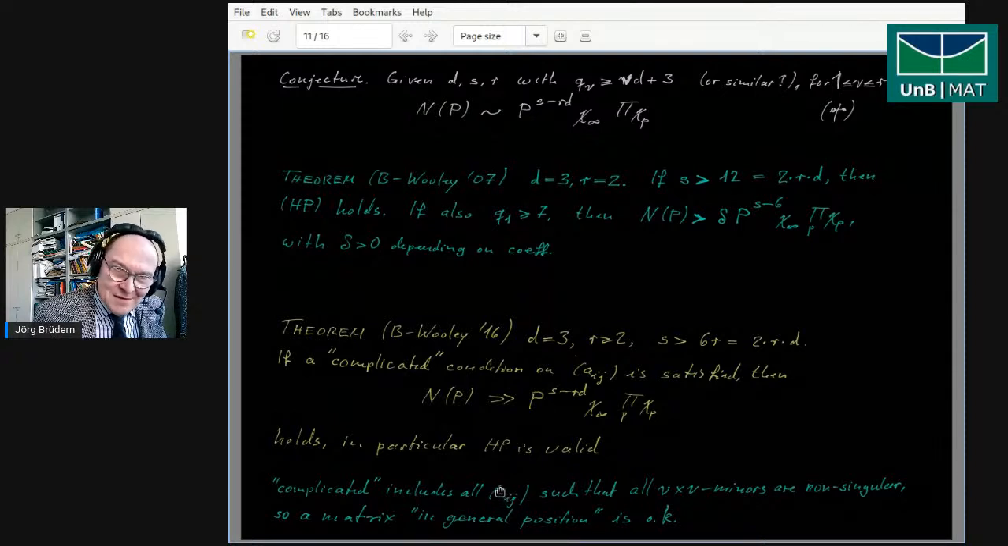So this means that all the entries have to be non-zero, all the 2 by 2 submatrices have to have a non-zero determinant, and so on. But in particular, if I randomly pick a matrix, then this should be okay with probability 1, because randomly you never choose 0 for a coefficient. Randomly you never make 2 vectors linearly dependent. That happens only rarely. So for a matrix in general position, the Hasse principle is true down to the square root cancellation barrier.